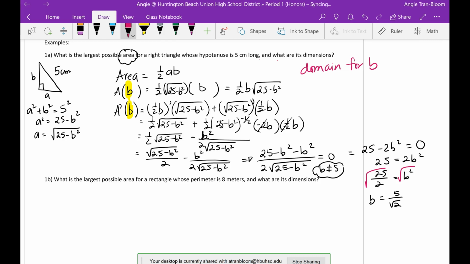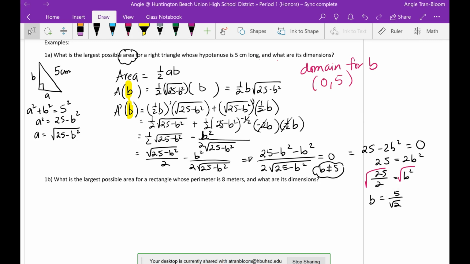Say that one more time. 4.9999. Yeah, can you agree that it can't be 5? Right? How come? Because it's a right triangle. It's not an isosceles, it's not an equilateral, it's a right triangle. So the hypotenuse has to be the largest. And it can't be negative either. And it can't be 0. Is that understood? So it has to be from 0 all the way to 5.